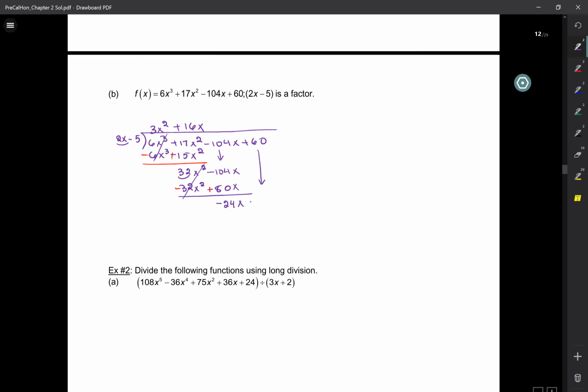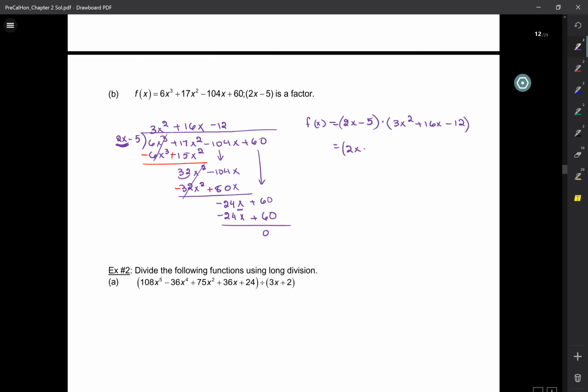And I bring down the 60, and I have to keep going until the exponent here is less than the exponent in my d term. So negative 24 divided by 2 is negative 12. I multiply, I get negative 24x plus 60. And you can see that when I subtract, I'm going to get a remainder of 0, which is right because that was a factor. So now f of x is 2x minus 5 times 3x squared plus 16x minus 12.